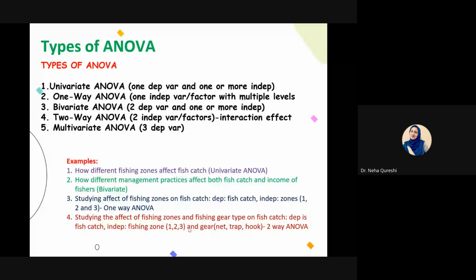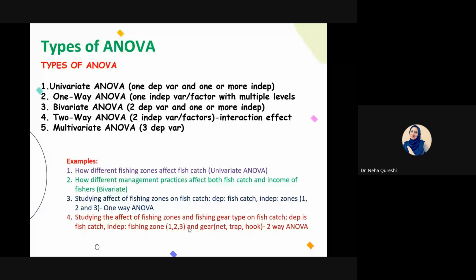Now, how different management practices affect both fish catch and income of the fishers? It is a bivariate ANOVA. You will say, ma'am, how? Because you have two dependent variables, which are your fish catch and income. And your independent variable with categories is your management practices. Okay.